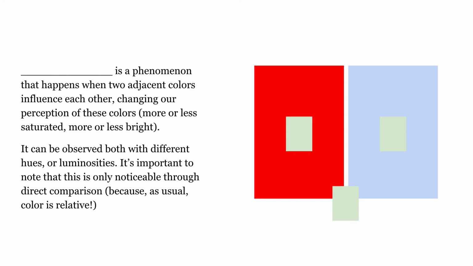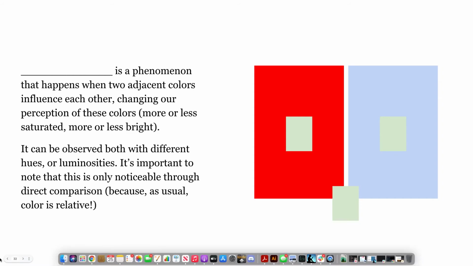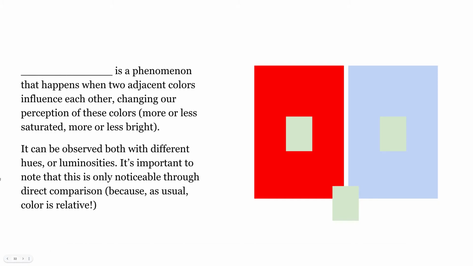Okay. So this one is a little tricky. This is a multiple choice one. Actually, give me 1 second. I know this. What do you think it is? If we have a phenomenon that happens when two colors influence each other, changing our perception of the colors, more or less saturated, more or less bright. We can only see this through comparison.